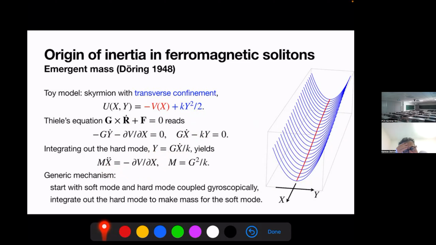force acting on x. So the generic mechanism for producing mass or inertia is you start with a soft mode and a hard mode. X is the soft mode, y is the hard mode. They're coupled gyroscopically. Moving along one of these directions produces a force for the other. And then you integrate out the hard mode, and doing so makes a mass for the soft mode. And in fact, that's a very typical scenario that was first pointed out by Dern as far back as 1948.